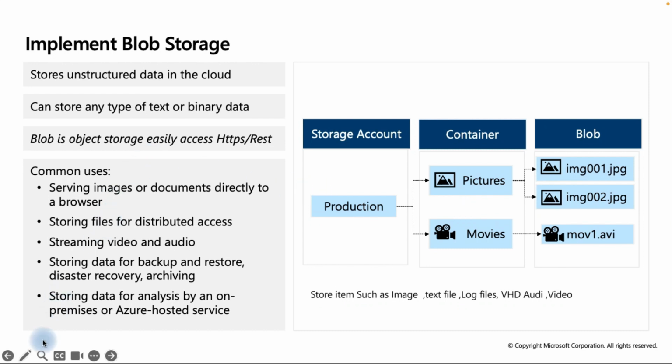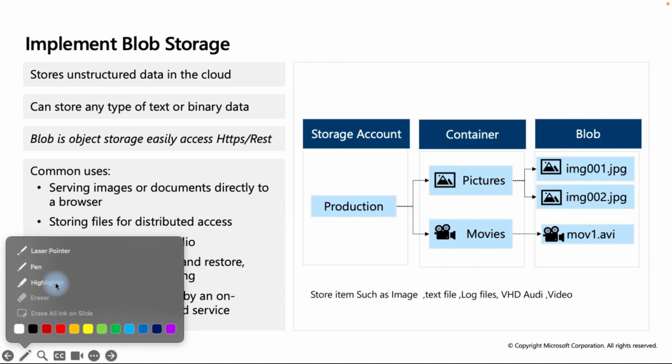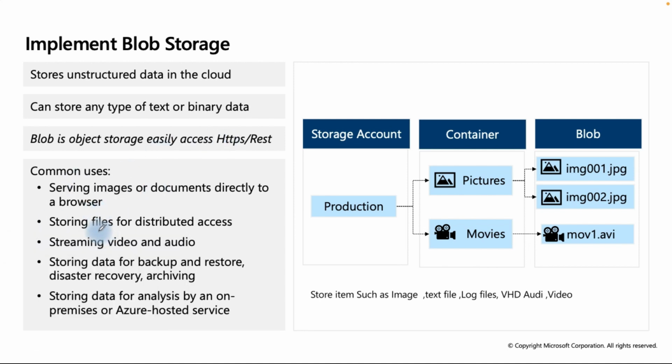Okay, we will go through the common uses: serving images or documents directly to the browser, storing files for distributed access, streaming video and audio, storing data for backup and restore, disaster recovery or archiving, and storing data for analysis by on-premises or Azure-hosted services. So mostly it is used for storing large chunks of data, and it is most useful for video streaming, web access, and cloud backups; large backups are stored using blob storage.